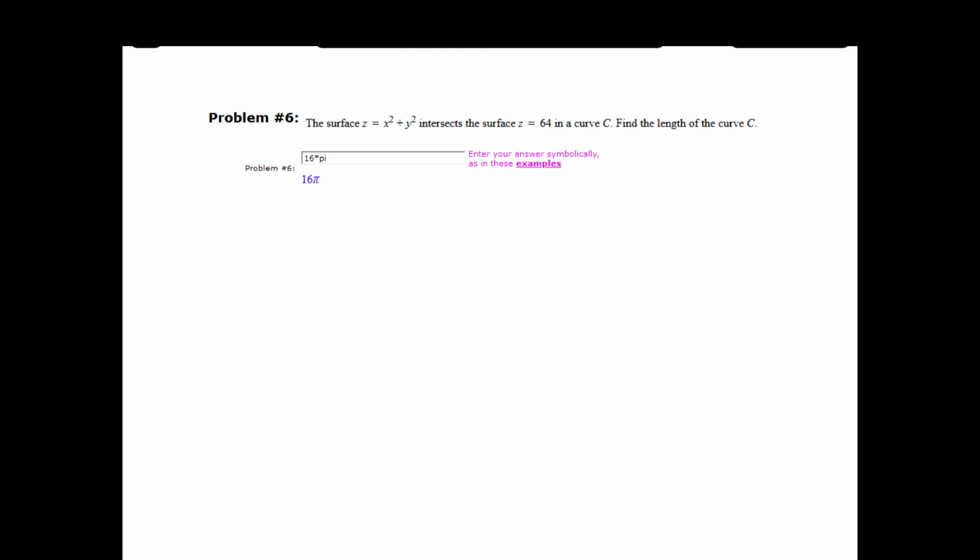So a surface, let's do some highlighting. A surface x squared plus y squared intersects with the surface z equals 64 in a curve C. Find the length of the curve C. Okay? So we have basically just a circle here in 3 dimensions, and then we just have a plane that's at 64. Okay?